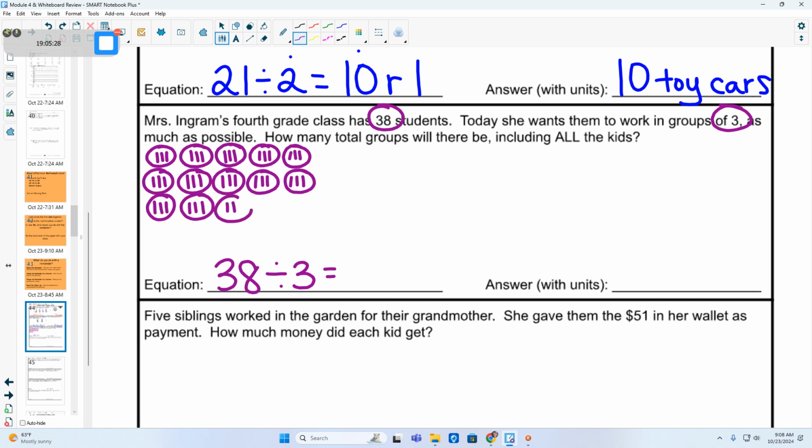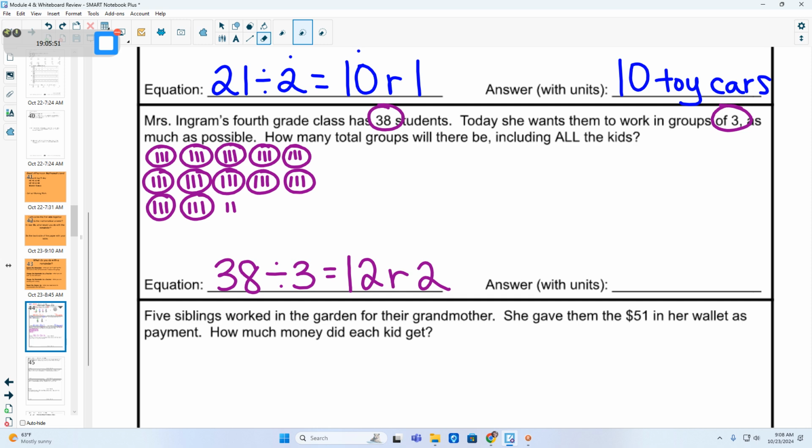So notice that that last one is a group of 2, right? So how many groups of 3 are there? 1, 2, 3, 4, 5, 6, 7, 8, 9, 10, 11, 12. Because 12 times 3 is 36. And then there's those 2 left over. So remainder 2. All right.